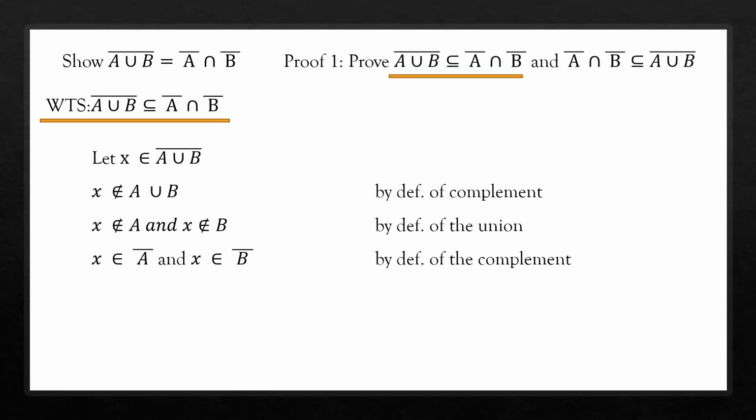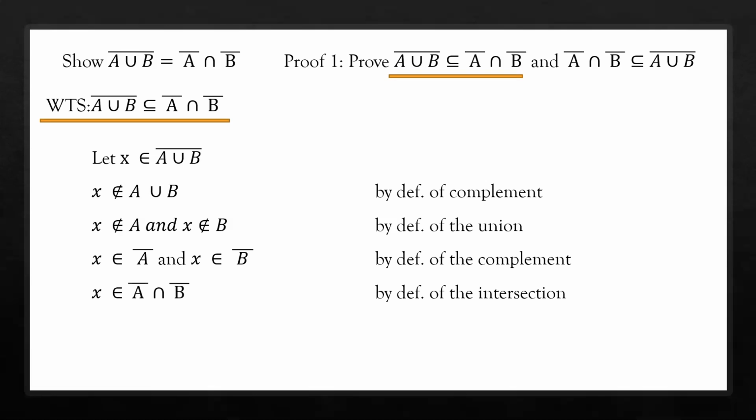Typo there. Oh, sorry. Looking at the wrong spot. By definition of the complement, so the complement of A and B, we get that if X is not an element of A, it is an element of the complement. So by definition of the complement, X is an element in A complement and it's an element in B complement.